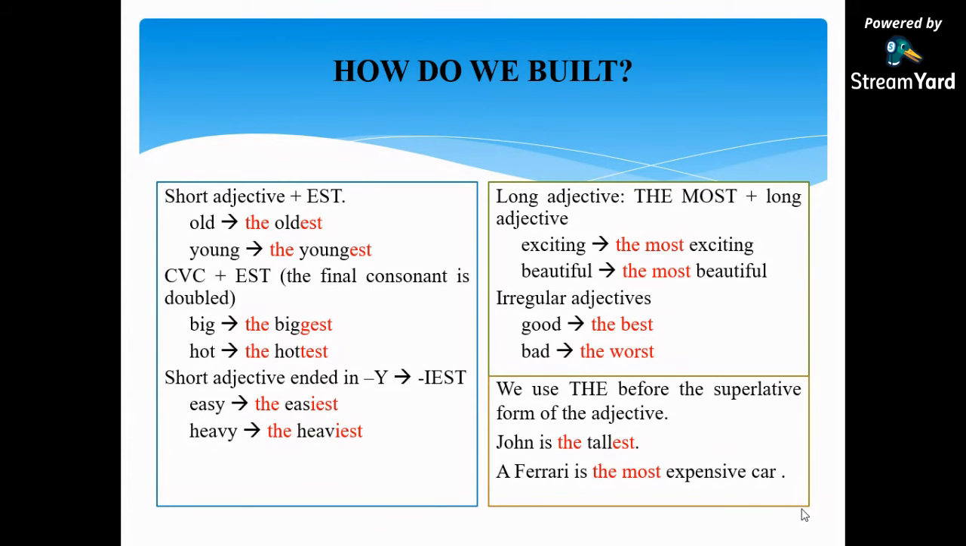Then we use the particle the before the superlative form of the adjectives. For example, John is the tallest. A Ferrari is the most expensive car. And this will be a particle that will be very, very important for us to determine that we are making a superlative comparison.